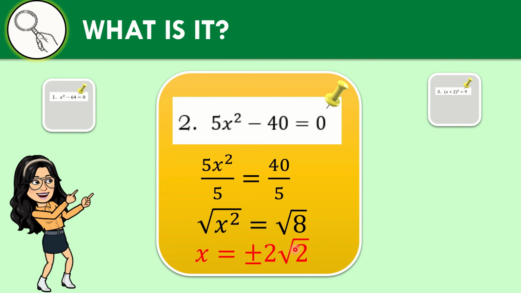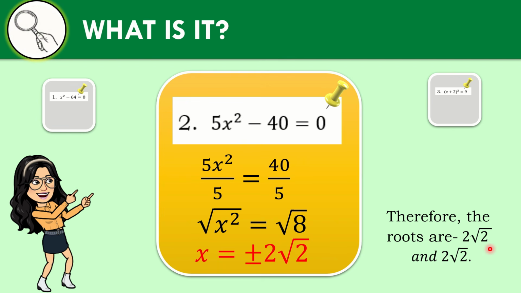Now, how did we come up with this? 8 has factors 4 and 2, and 4 is a perfect square. So, getting the root of 4, that is 2, right? The square root of 4 is 2. So, we still have inside the radical sign the remaining number, that is 2. So, our answer is positive negative 2 square root of 2. So, we have two answers. The roots are negative 2 square root of 2, and the other one is positive 2 square root of 2.